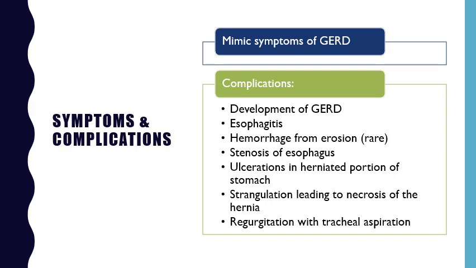We get ulcers in the herniated part of the stomach, strangulation and necrosis in that hernia, and then regurgitation with tracheal aspiration, and they actually aspirate into the lungs. Again, that's severe. Most people I know with hiatal hernias, really, they're not that serious for them. They're uncomfortable, but they manage, they can live with it. They just have to eat a little bit slower.